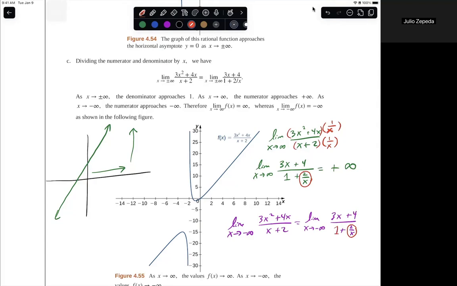But now we need to ask, what does 3x plus 4 approach as x goes to negative infinity? Well, we can see that from the graph. As x goes to negative infinity, the function approaches negative infinity. And so this is going to have a different answer, not positive infinity, but negative infinity. And now we see the graph right there of the actual function f of x, and we can see that as x goes to positive infinity, the function does seem to be approaching positive infinity, and as x goes to negative infinity, the function is approaching negative infinity.